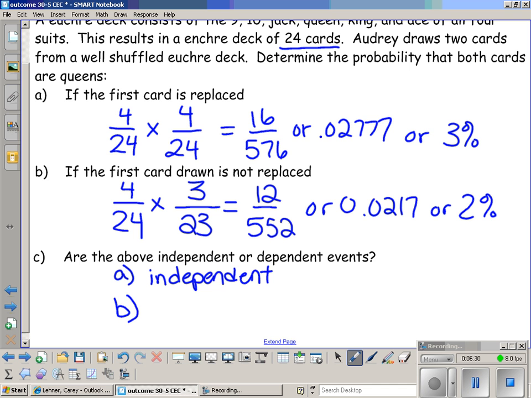But in B, we didn't replace that first card. So the second probability depended upon what happened in the first probability. So these are dependent events.